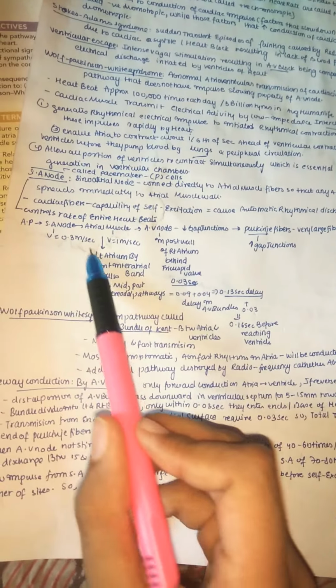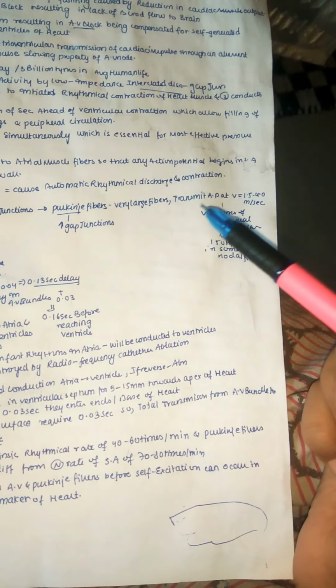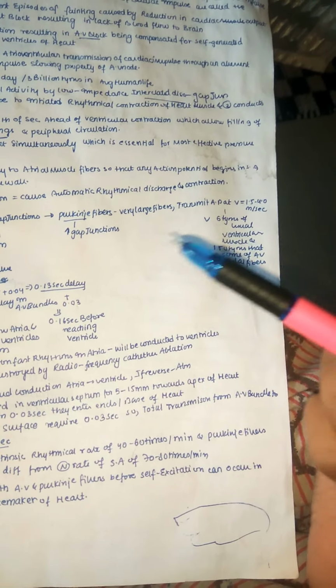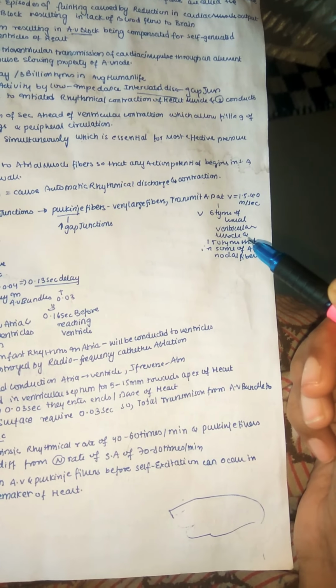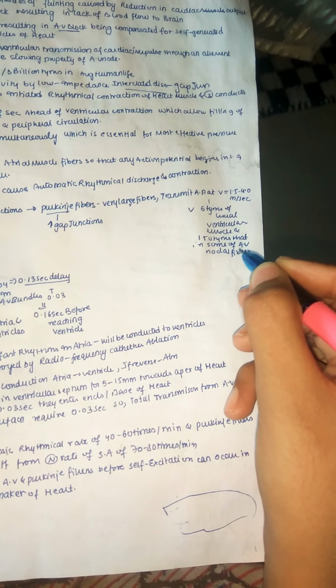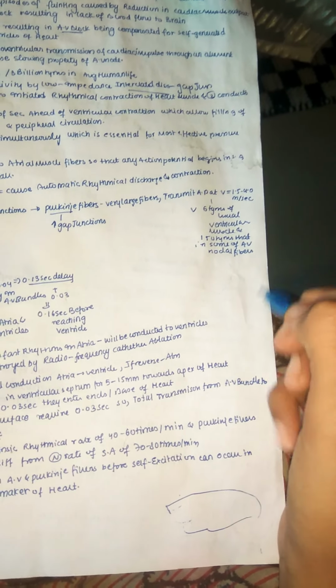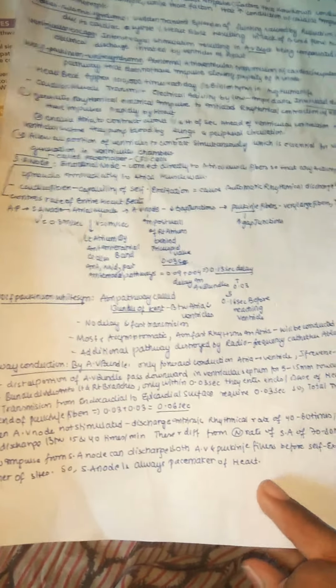So you can see it's only 0.3 here, only 1 there, but here the velocity is increasing in the Purkinje fibers. This is 6 times that of the usual ventricular muscle, and 150 times that of AV nodal fibers. So it is much faster when compared with our SA node and AV node.